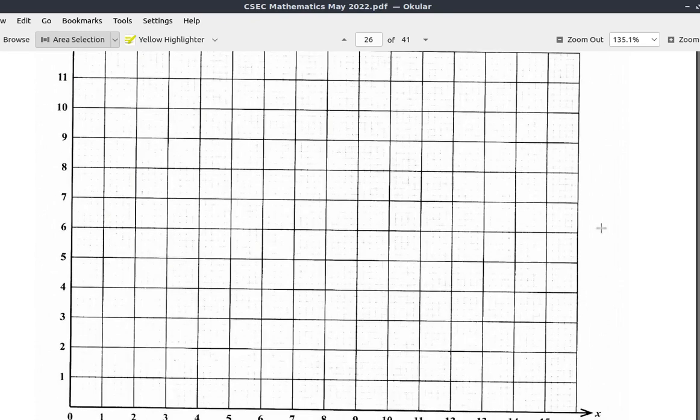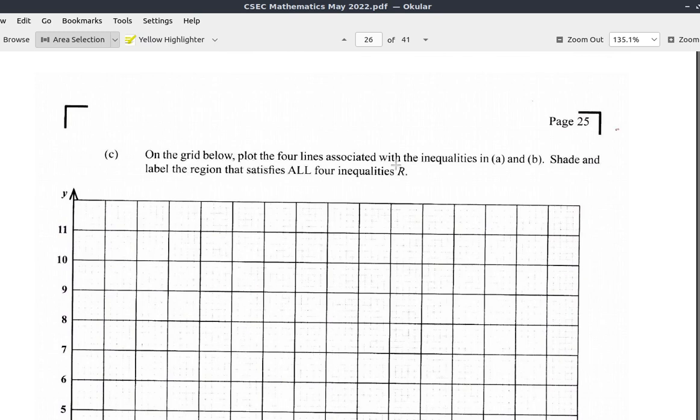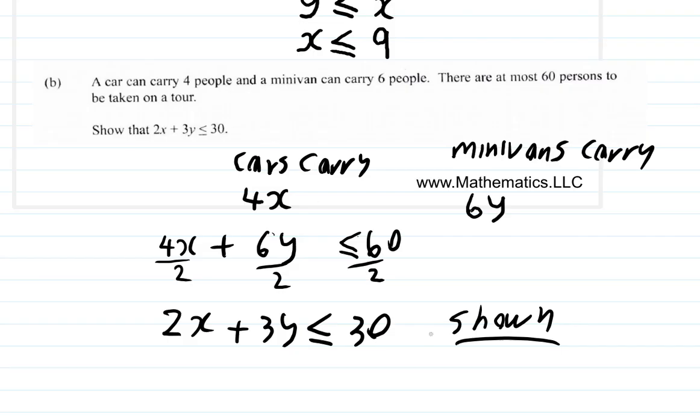Alright, we are going to look at part C of question 8 of the May 2022 CSEC Maths paper. Here it says, on the grid below, plot the 4 lines associated with the inequalities in A and B. Shade and label the region that satisfies all 4 inequalities, R. We're going to shade the region R.